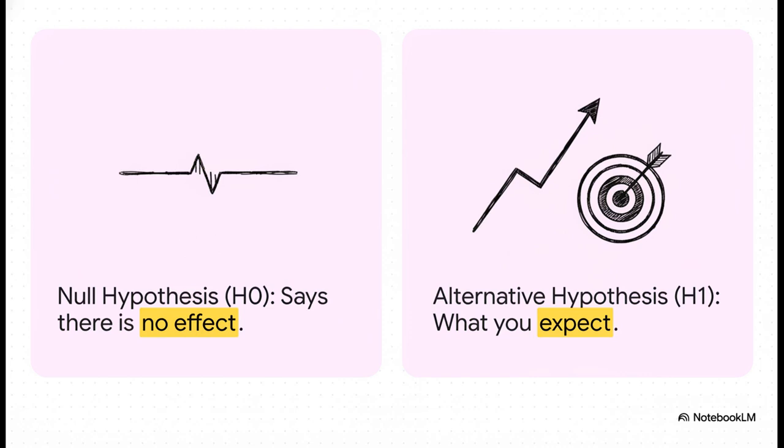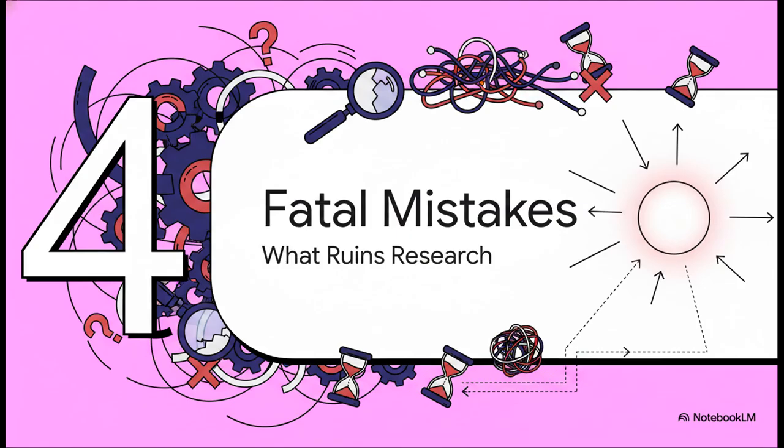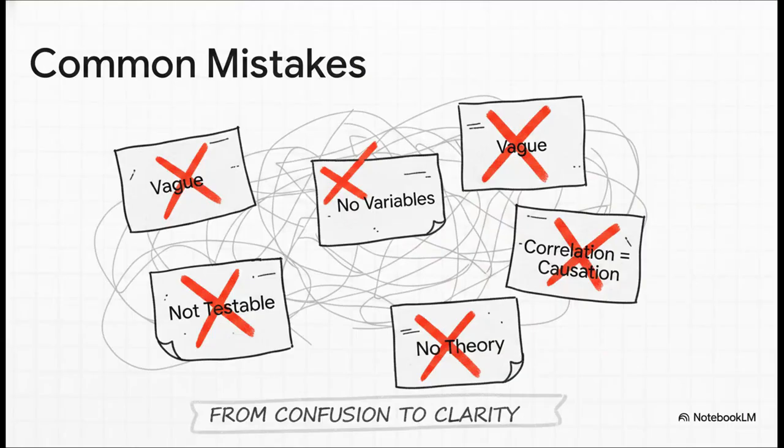You absolutely need both of these to do proper science. Now, I'm going to hit the pause button on our formula for just a second, because we need to talk about avoiding fatal hypothesis mistakes. Here is where most students completely mess up, and it totally ruins their papers. Number 1, being too vague. Saying technology helps learning is useless because it's not measurable.